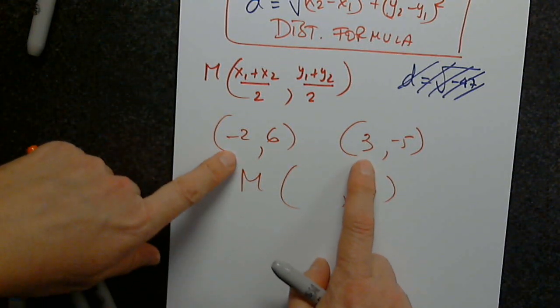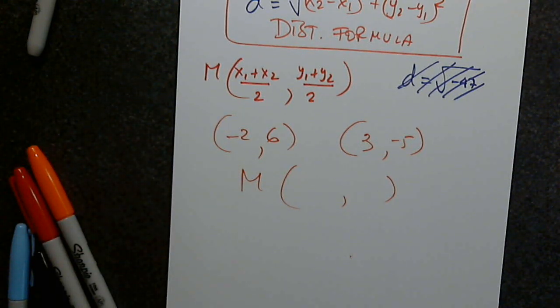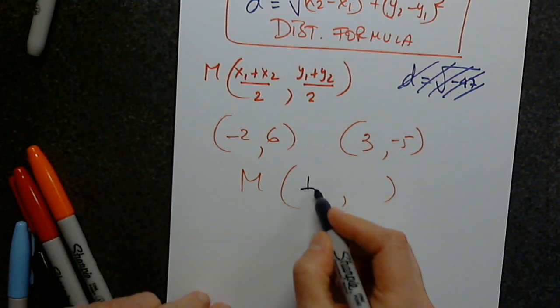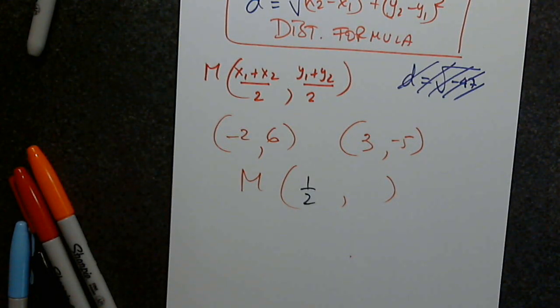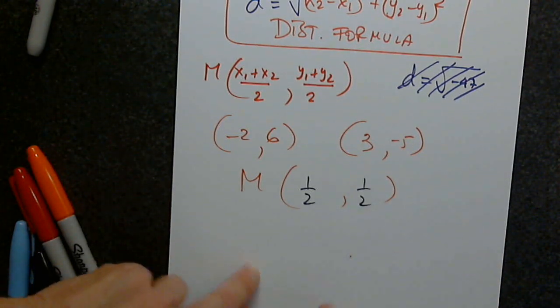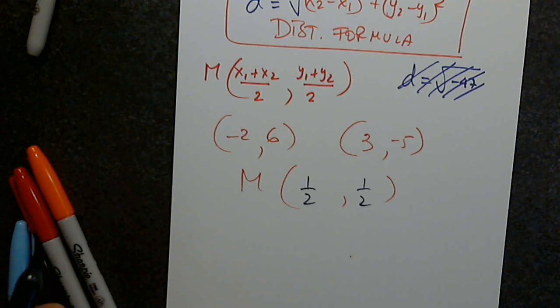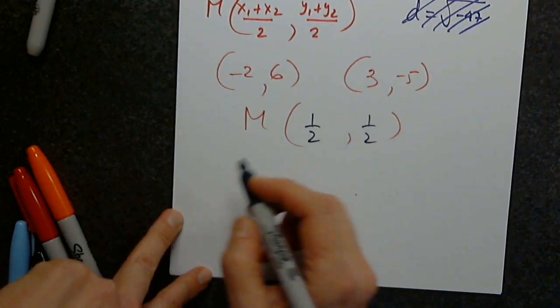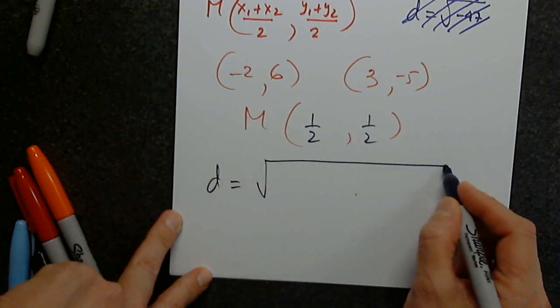Please add up the x's. Perfect, 1/2. Please add up the y's. That's it. This is the midpoint. You picked it. I didn't do anything. So now let's determine the distance.